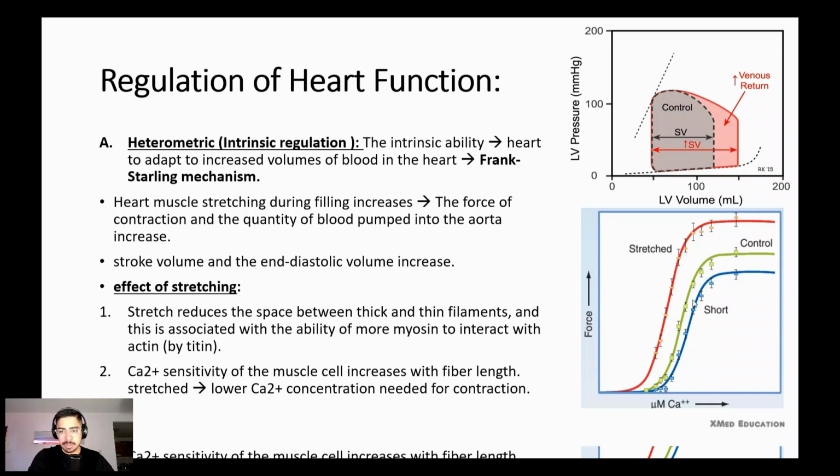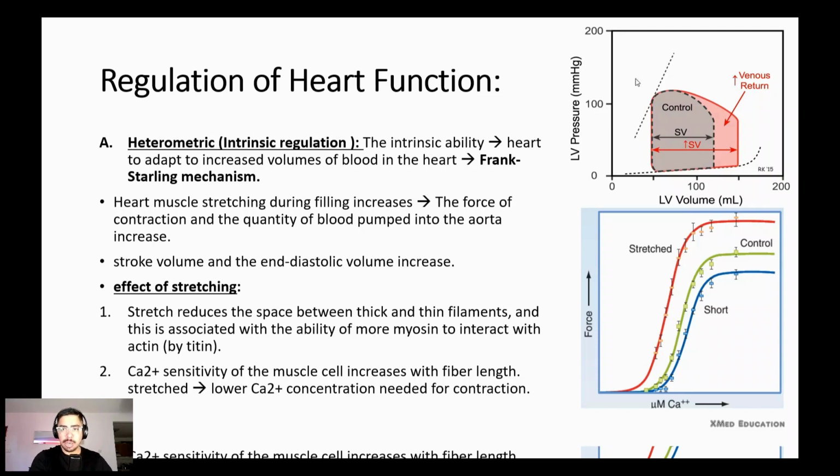So let me explain it on this graph. This one is the normal situation where the heart myocytes are not stretched. For example, we have this amount of calcium, and on this graph the force will be this much. But with the same amount of calcium, if the myocytes are stretched, as you see, the force will be much more. So with the same level of calcium we can have more force. This is what we explain here.